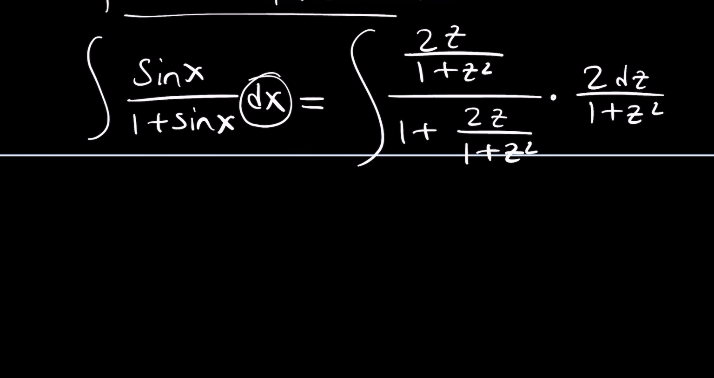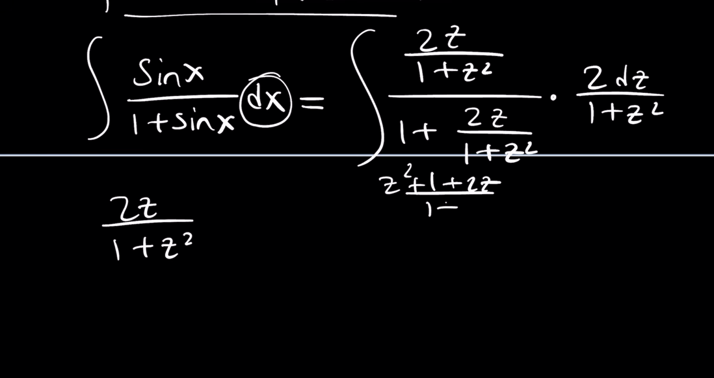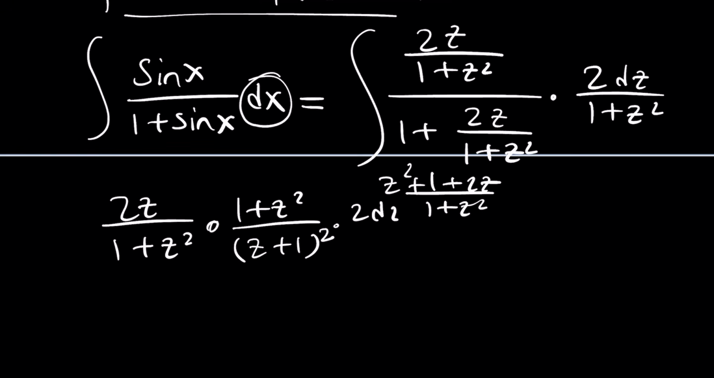But let's go ahead and simplify this first. We're going to get 2z over 1 plus z squared. If you make a common denominator, you're going to get z squared plus 1 plus 2z divided by 1 plus z squared. But of course, you have to flip and multiply it. And notice that the denominator just becomes z plus 1 quantity squared. And then, of course, don't forget to multiply by 2 dz over 1 plus z squared.